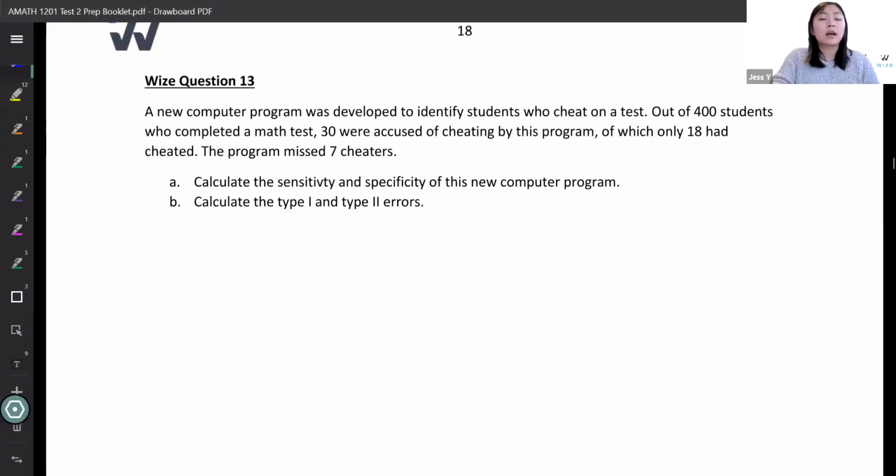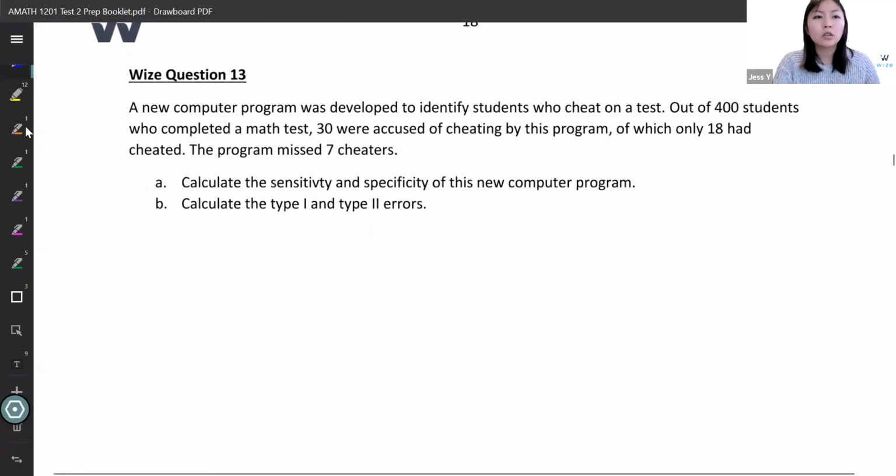So these questions are going to have to do with testing. Whether you're testing for a certain condition or for a certain blood type. I made up a little fun question here that tests whether or not you cheated on a test, okay?